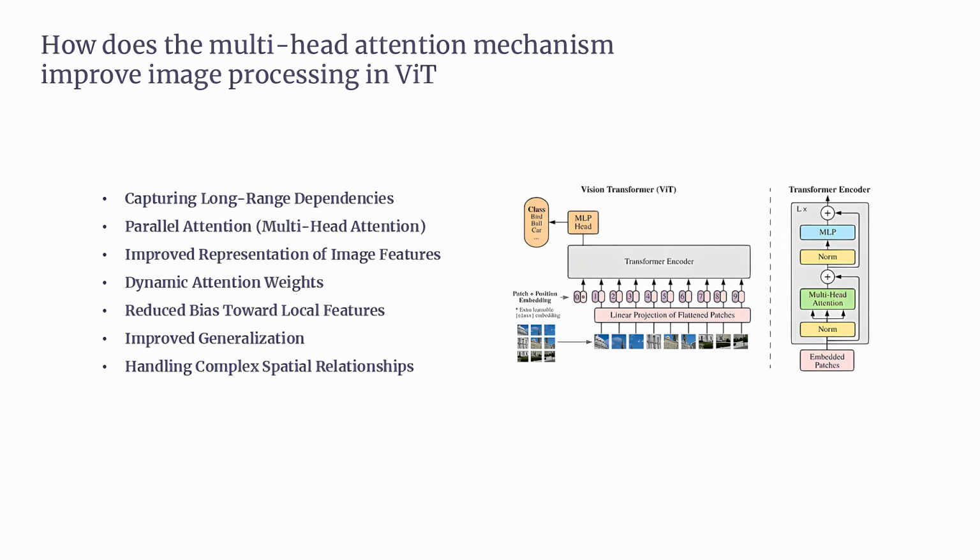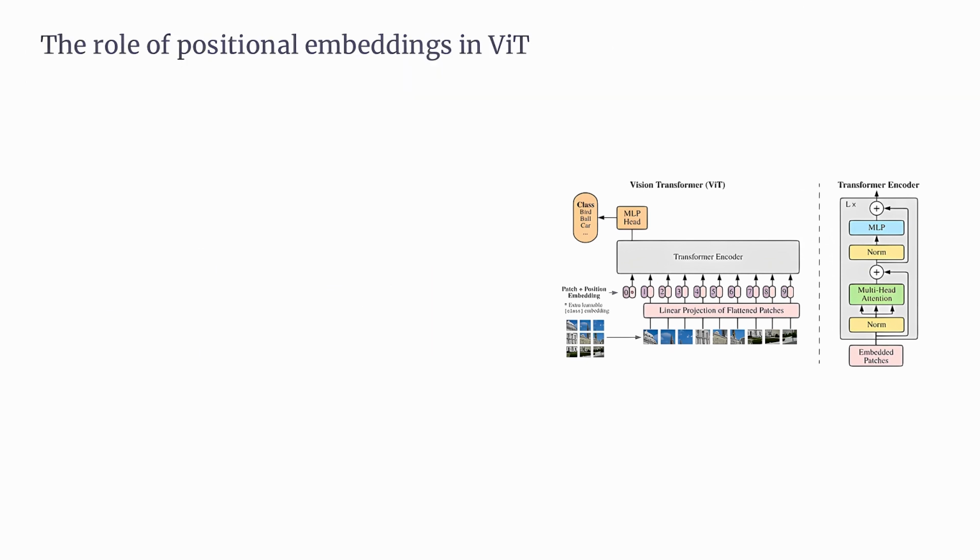And by leveraging multi-head attention, ViT can outperform traditional CNNs on large-scale datasets and tasks that require understanding the global context of an image. This makes ViT a powerful tool for image classification and beyond. Then, in the vision transformer architecture, positional embeddings are crucial for preserving spatial information in images.